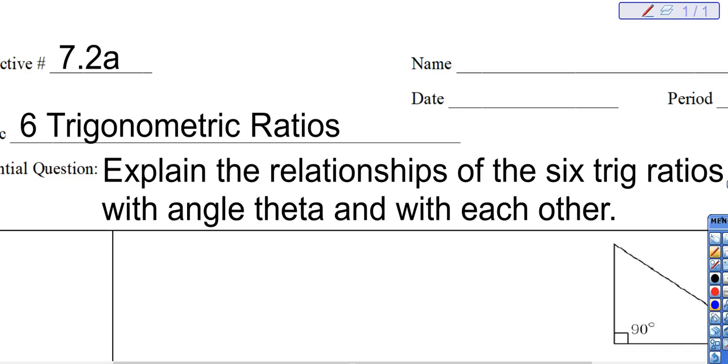This is objective 7.2a, and it's all about right triangle trigonometry. So today we're just going to focus on the 6 most popular and basic trigonometric ratios. And when we're done, you should be able to explain to me the relationship of the six trig ratios to the angle theta and their relationship with each other.